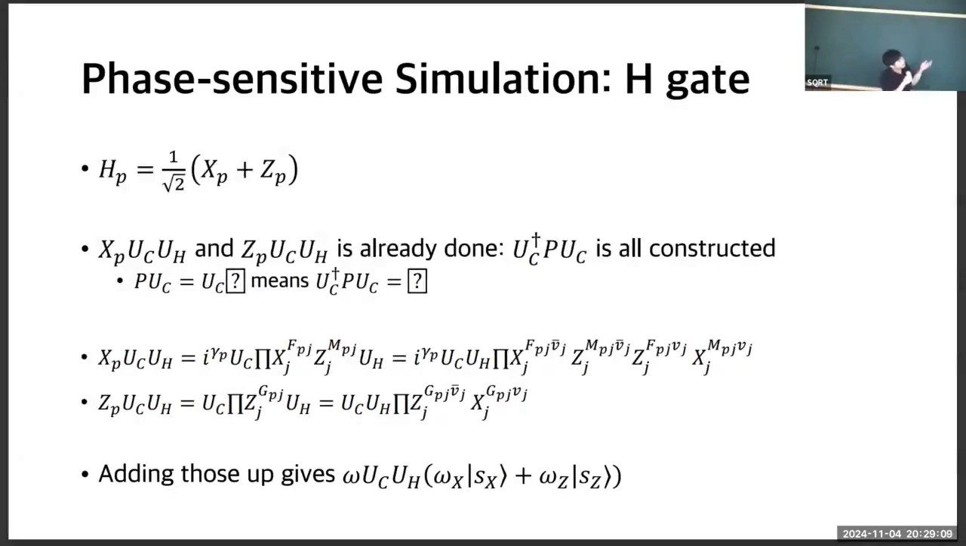And then Z_P is also easier, because UC is a C-type gate, and Z is also a C-type gate, so we can just move that out. So we have the same UC UH here with different values afterwards, and adding those up gives these different values. And omega UC UH is also already here, and we just moved all of the X and Z gates to the most right.